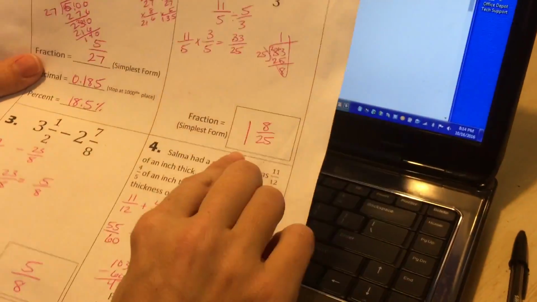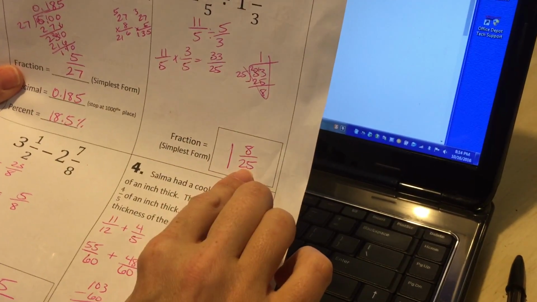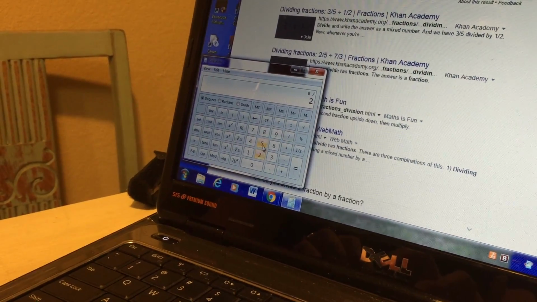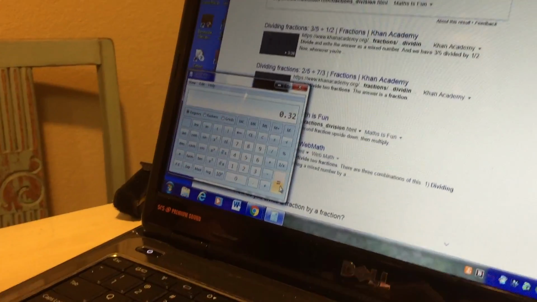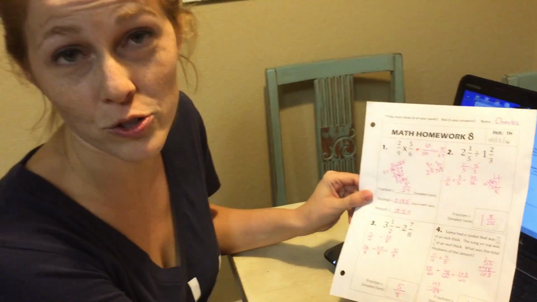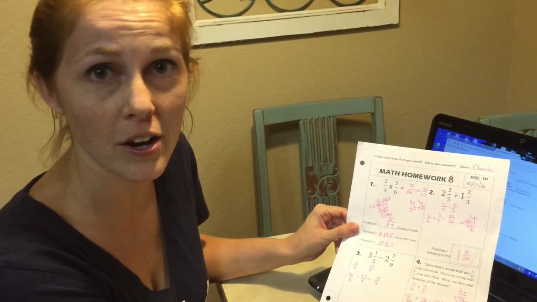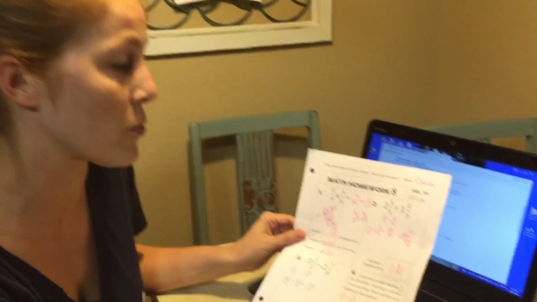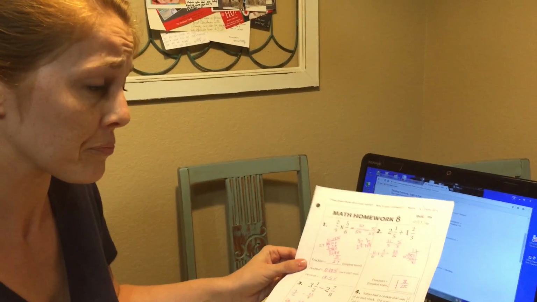Well, right here, I already have the whole number 1, so let's divide 8/25 and see if I get 32/100. 8 divided by 25 equals 32/100. So that would help ensure that this answer is correct. So that's one thing your student can do. I don't mind if they use a calculator to check their answers, or that you could look at your students' homework with them and help check with the calculator.